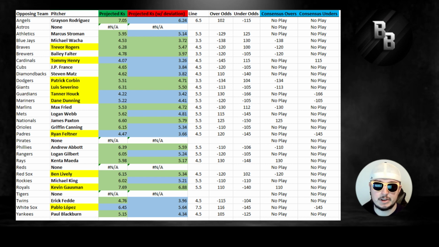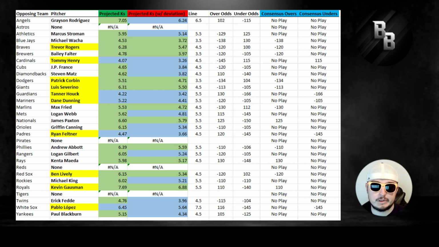Sixth, I've got Dane Dunning taking on the Mariners. His line is set at 5.5, and I'm projected at 4.41. So we'll take the under at minus 105. Seventh, Ryan Feltner is taking on the Padres. His line is set at 4.5, and I have him projected at 3.66. So we'll take the under at minus 145.